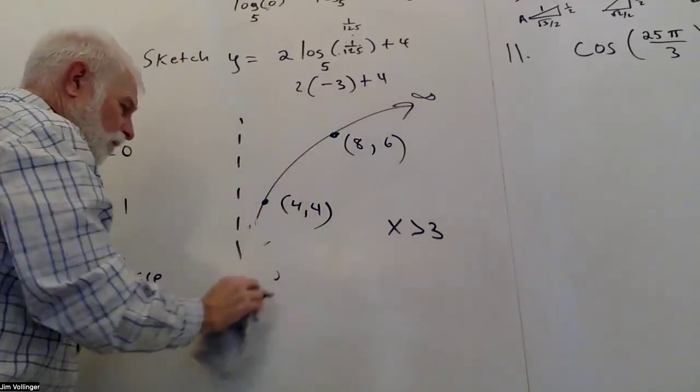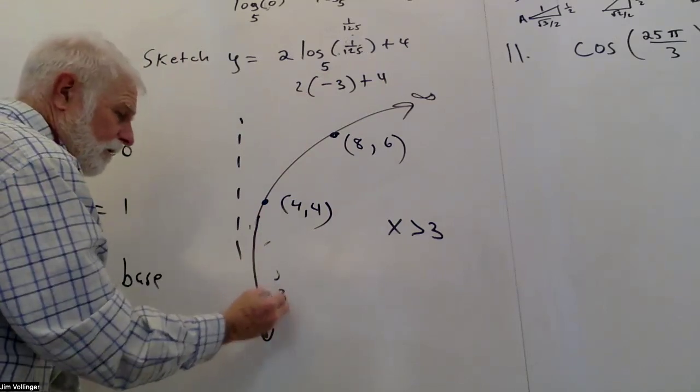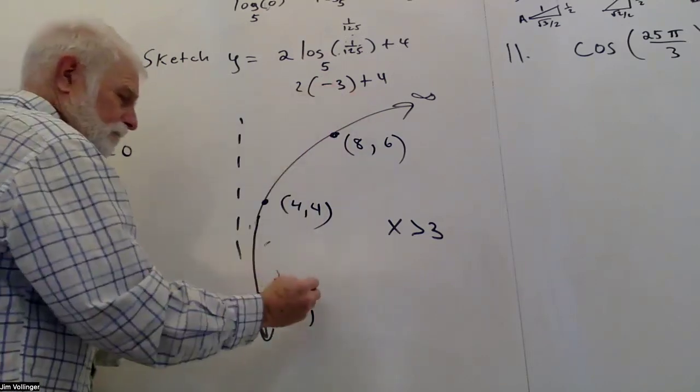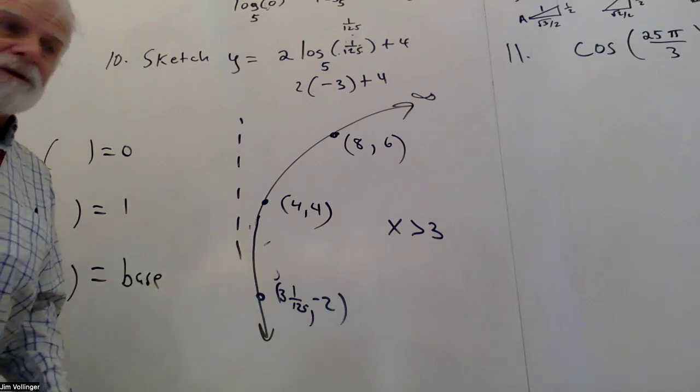Where is 3 and 1 over 125? Pretty close to 3. Maybe we're here. 3 and 1 over 125 gets us negative 2. Okay, because you got to get a better understanding of what's going on here, so we got to work with some numbers. Last problem.